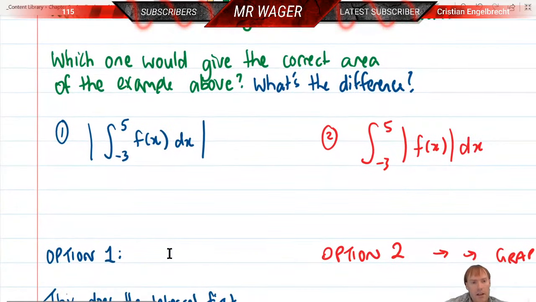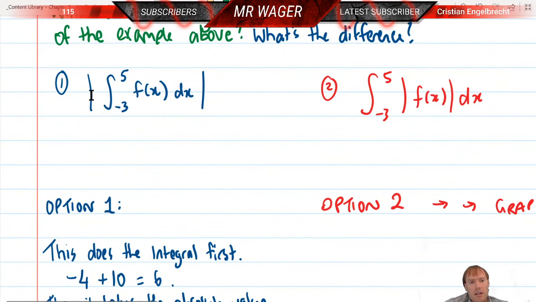Option number 1 says, it's a bit like doing brackets. The absolute value is kind of like doing brackets. We have to do this bit inside the absolute value first. So this is just saying the definite integral between -3 and 5 of the function. And this one here will have negative numbers and positive numbers. So what it's actually doing is it'll work out the -4 definite integral and add the 10 part to it, and we'll get a definite integral of 6 for the bit inside the brackets.